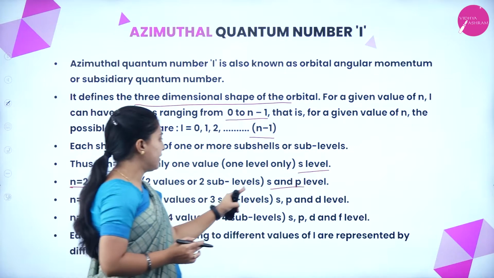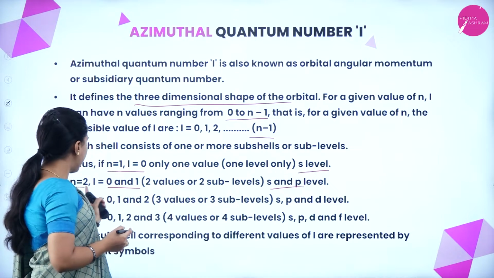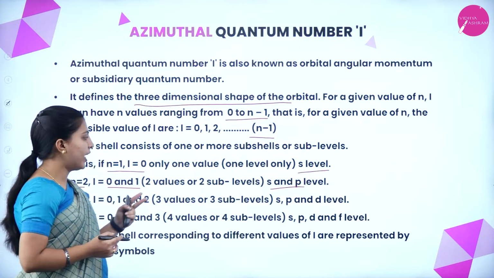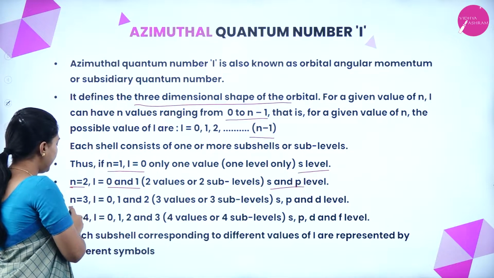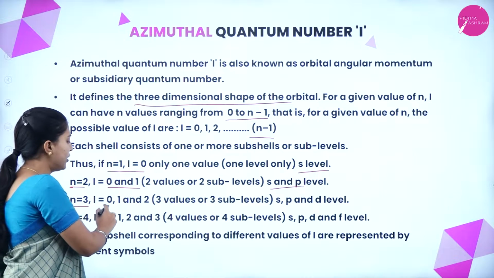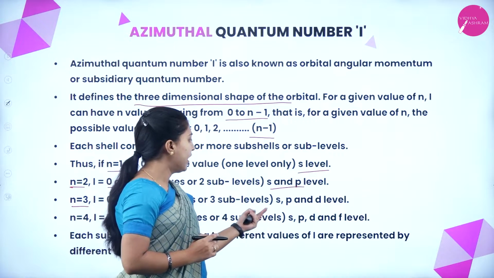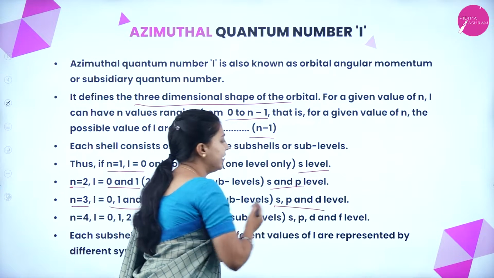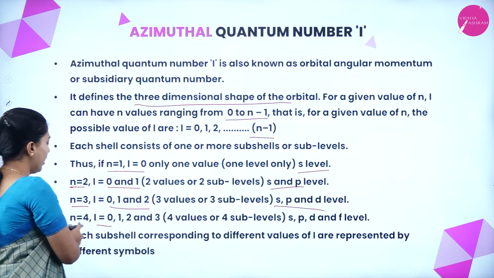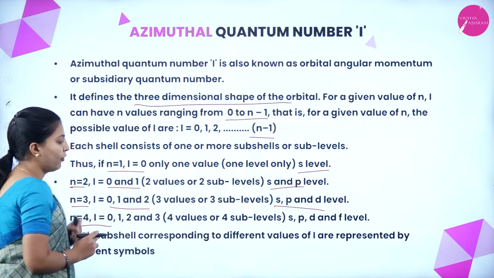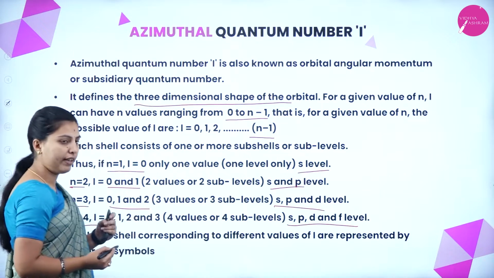2 sublevels or subshells, these s, p, d, f are subshells. We know that for n equal to 2, l will have 2 values or 2 sublevels, that is s and p level. Similarly, when n equals 3, l will be 0, 1 and 2. 3 values, 3 sublevels, that is s, p and d level. When n equals 4, l equals 0, 1, 2 and 3. There are 4 values, 4 sublevels, overall s, p, d and f level.